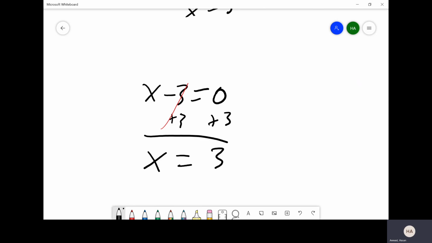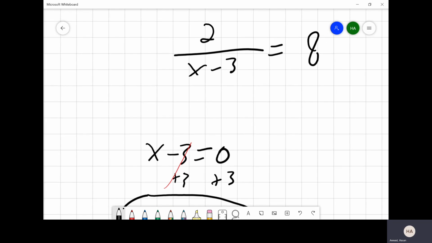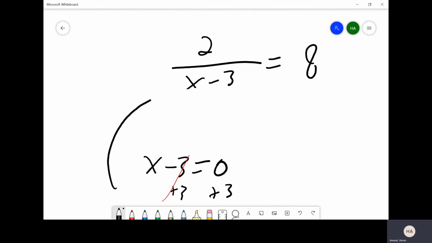What does this tell us? This piece right here, x is equal to 3. What this tells us is if we plugged in 3 for x back in our original equation, we get 2 over 3 minus 3, which means we get 2 over 0. And hence, we have an undefined equation. 2 over 0 doesn't work, it blows up, so we can't do anything with it. So what this really tells us is that the equation is defined for literally any other number, except when x is equal to 3.